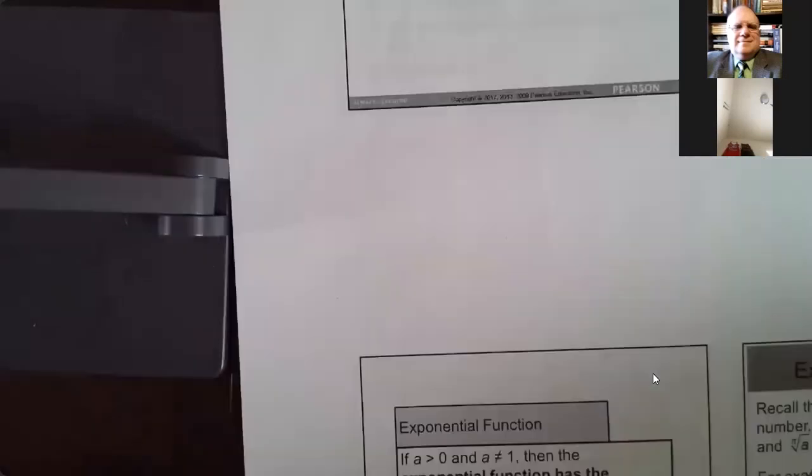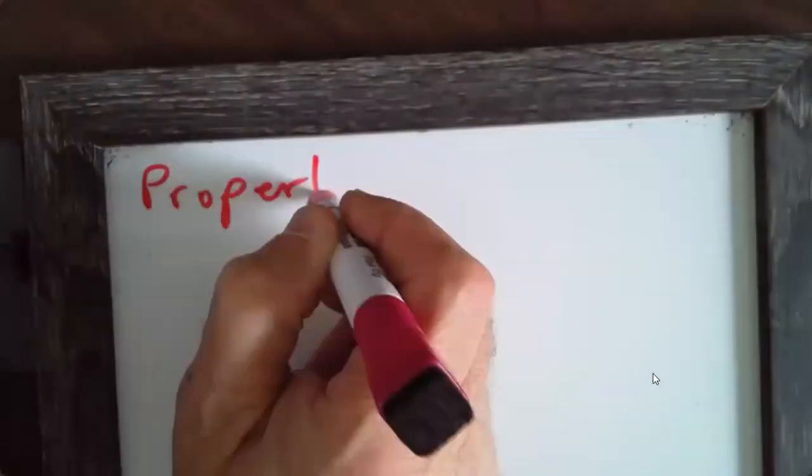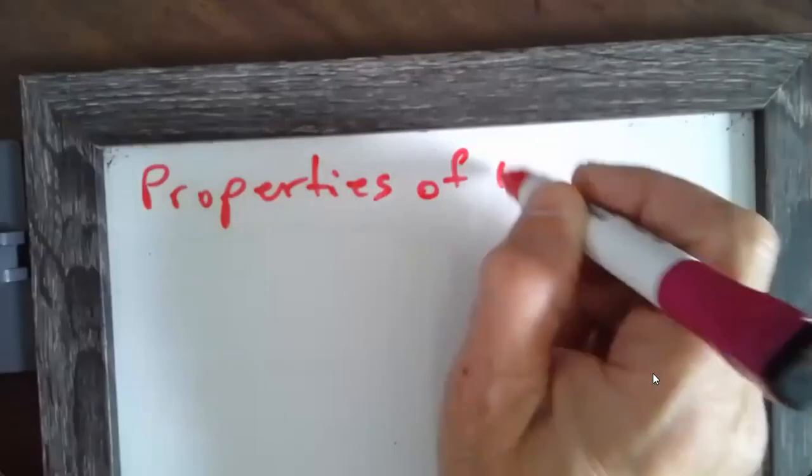Okay, so let's review exponents here for a moment. And let me just minimize this. All right, let's look at properties of exponents. I'm going to use this other board here because then I can refer back to it and not erase it. All right, properties of exponents.